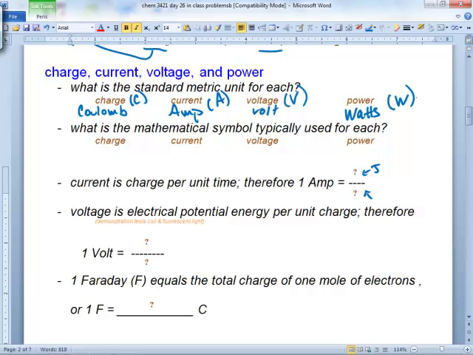Okay, now the symbols. The Q. Current, little I or big I? Big I. Big V. Yeah. Nailed every single one of those. Okay. So current is charge per unit time. Therefore, 1 amp is, not joule per second. That was watt.